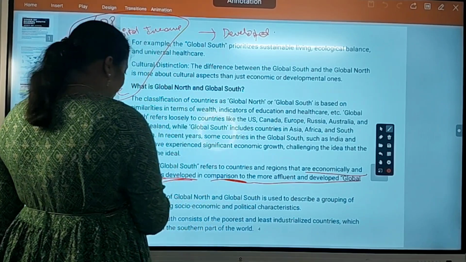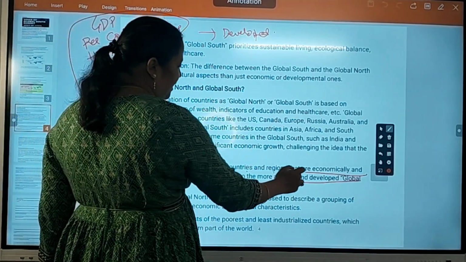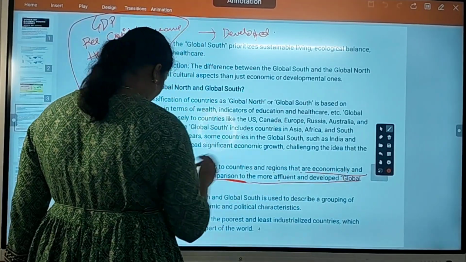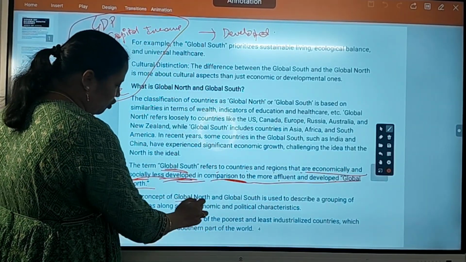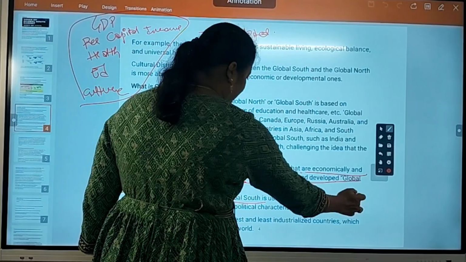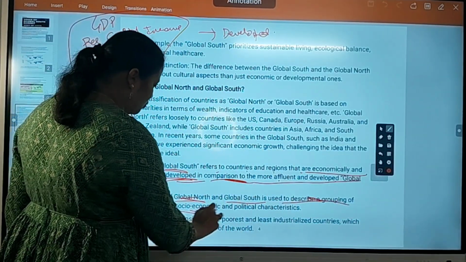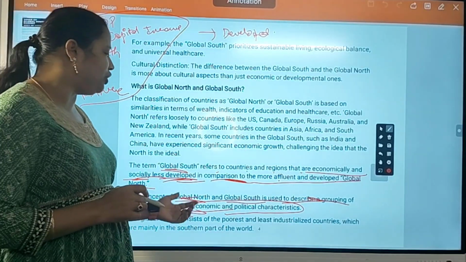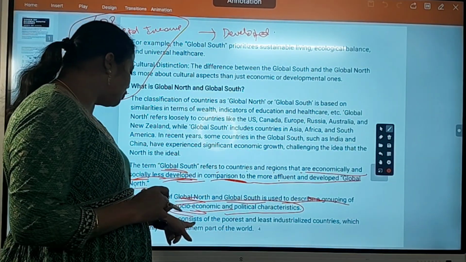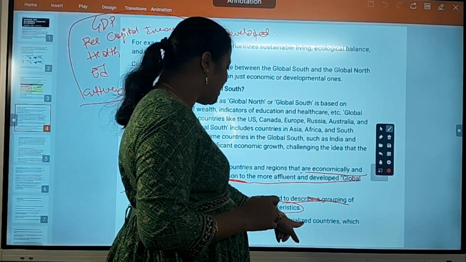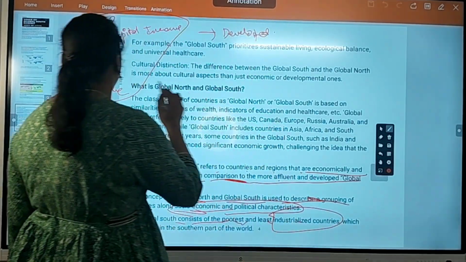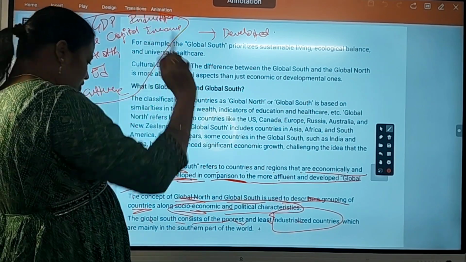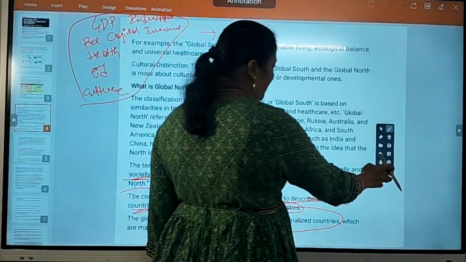So Global South refers to countries and regions that are economically and socially less developed compared to the more affluent and developed Global North. The concept of Global North and Global South is used to describe grouping of countries along socio-economic and political characteristics. Global South consists of the poorest and least industrialized, mainly in the southern part of the world. The North is more developed, and has more industries also.